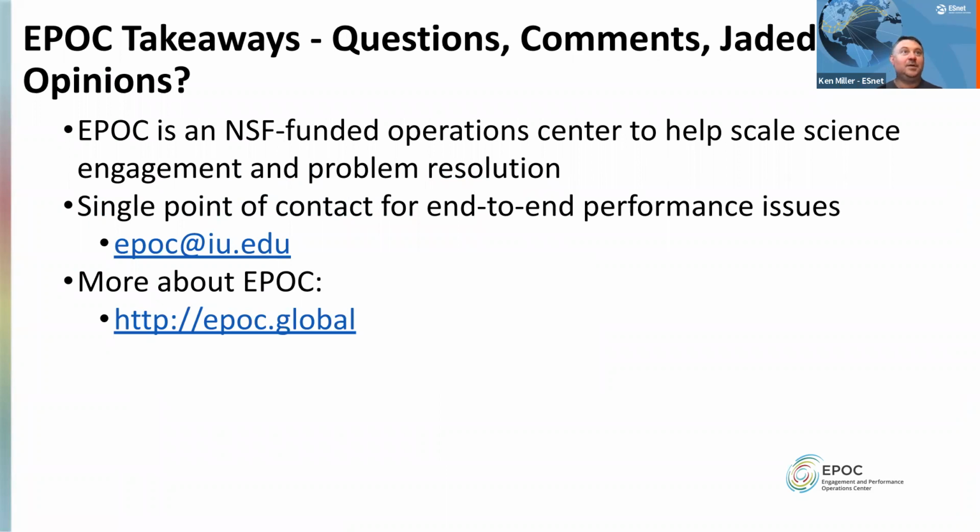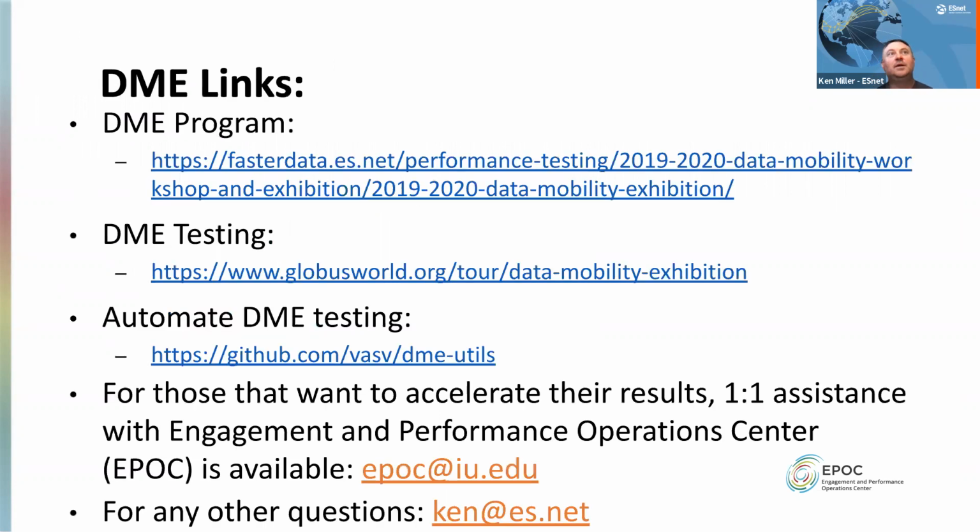So at that point, this is the slide we could go away with. Really just reach out to EPOC if you have any questions about the end-to-end performance issues. The website's there as well. And then links to the DME program are here, DME testing. If you're looking to do some automated testing, Globus and Voss have handed out these DME utility pieces. They can do some testing on that as well. You can do automated testing if you want to see what happens over time, or especially if you're changing something, you can see it trending and graph the data, and go from there.